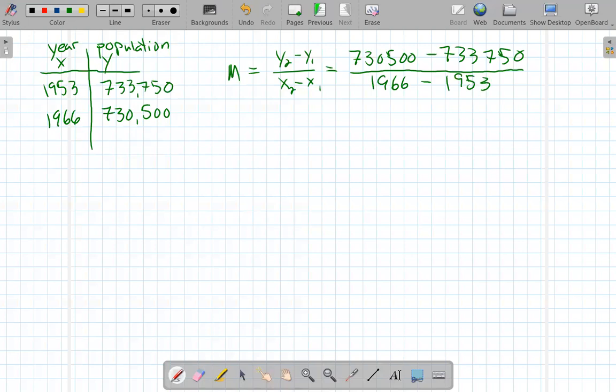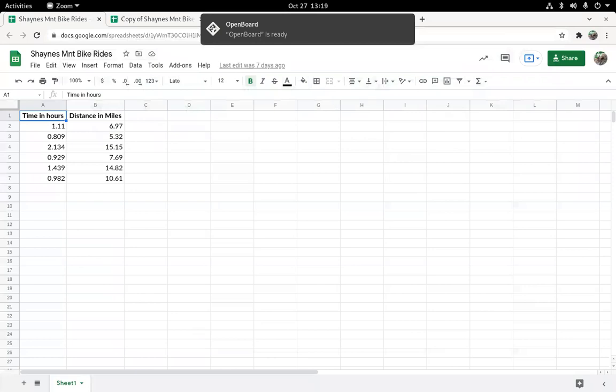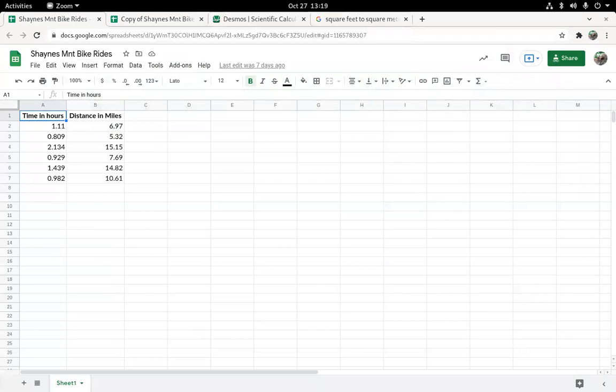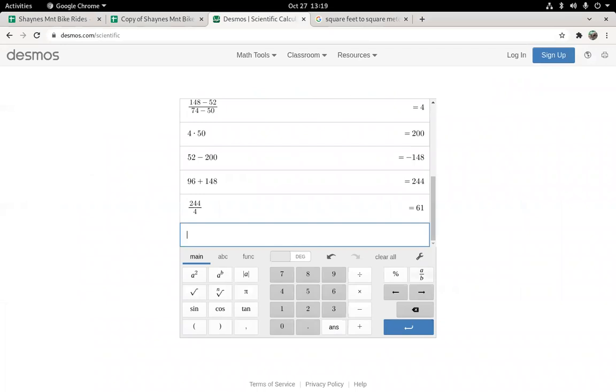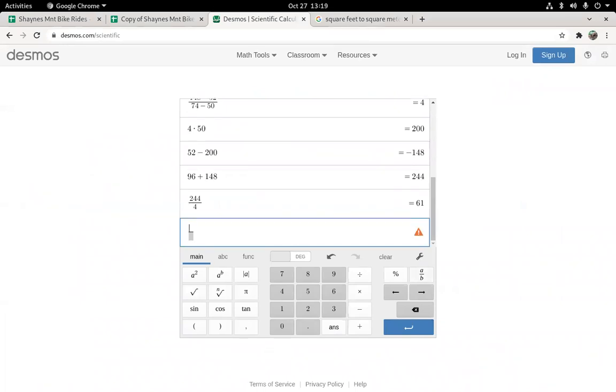All right, so next I need to type that into a calculator and see what happens. And we can type that in one shot. There's usually no reason to find the rise separate from the run. Spreadsheet's cool, but I think I just want to use a regular calculator. All right, my Desmos calculator has a lovely fraction button. And I have 730,500 minus 733,750, over 1966 minus 1953. Ooh, that's a nice clean slope. Beautiful. Not always that clean.